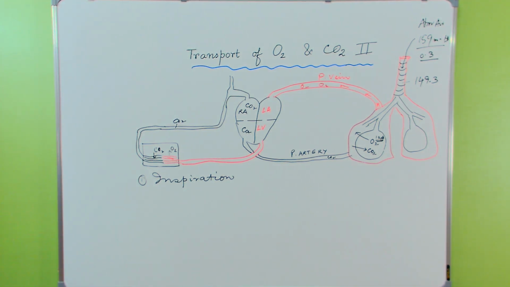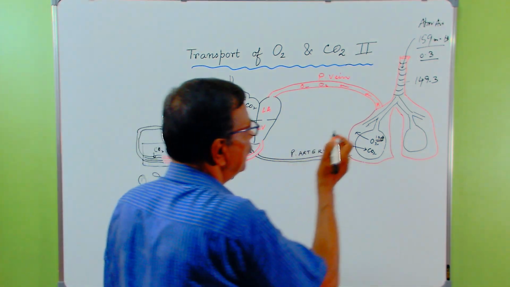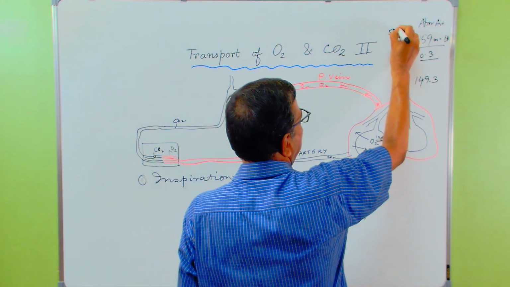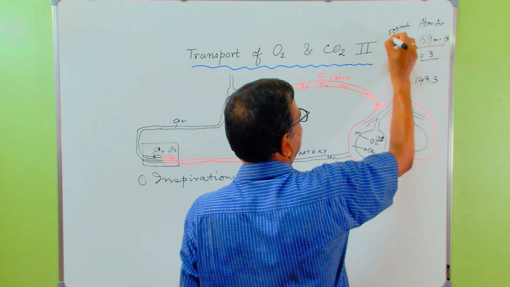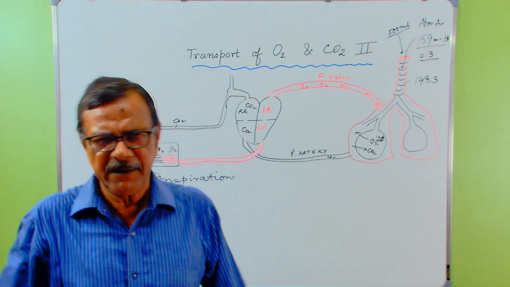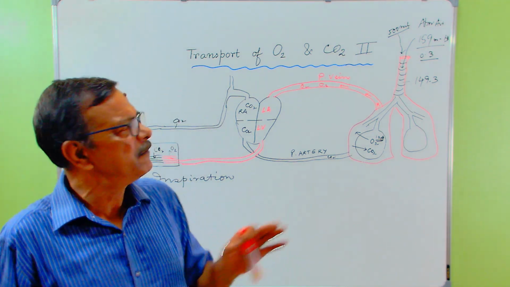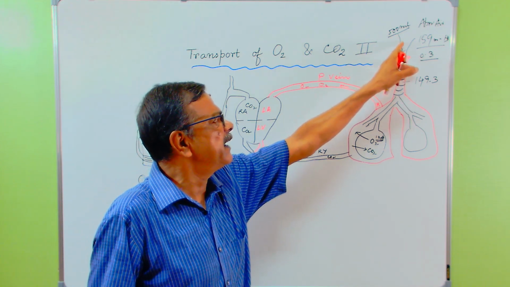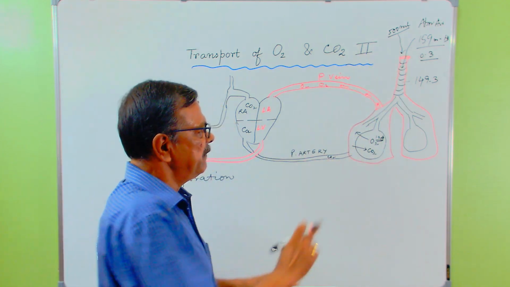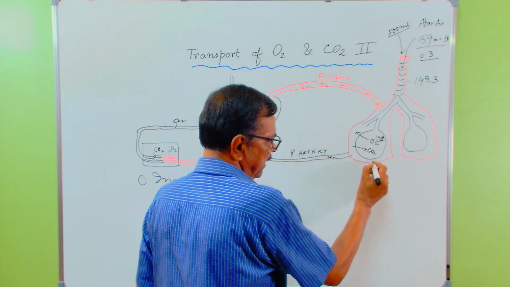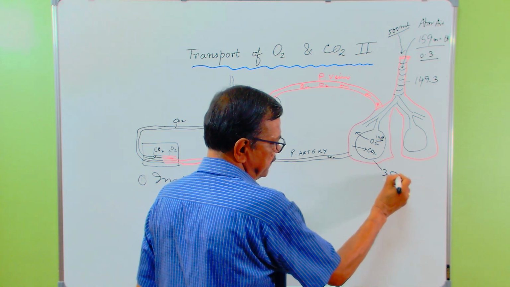Now again, out of the total 500 ml of air which we breathe, maximum 500 ml of air in a single breath, even if we do our maximum effort, inspiration is 500 ml. Out of this 500 ml, this is the place where gas exchange takes place. Here it is 350 ml.